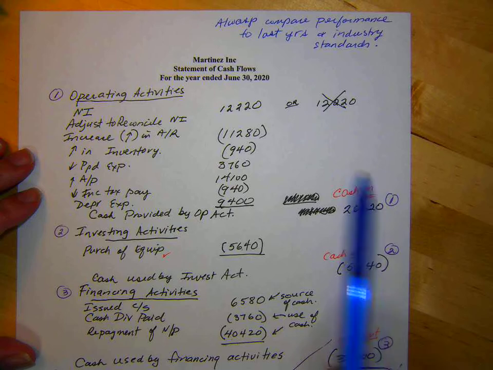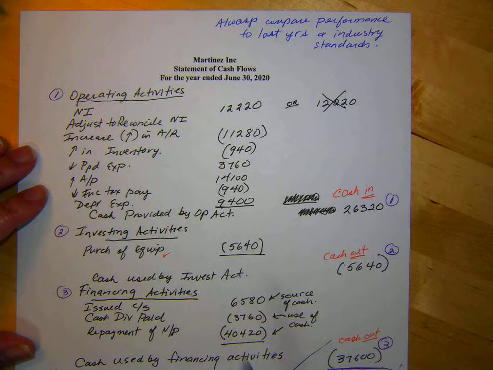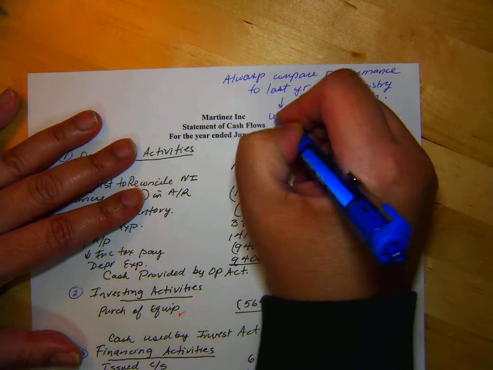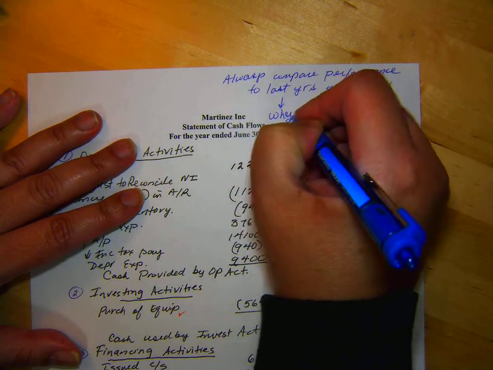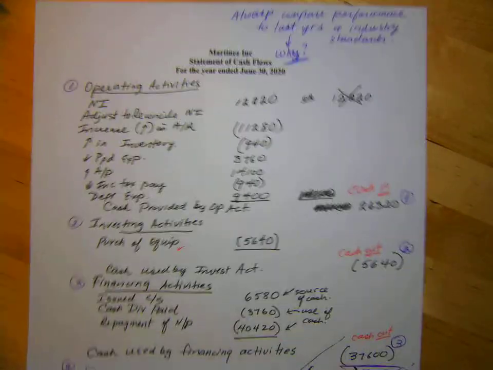Okay, so let's say last year you came out with a positive cash increase of like, I don't know, 100,000. The only reason though is because you took out a huge loan. Is that good or bad compared to this year? Well, when you're comparing to last year's, you always have to ask why. Okay, why?